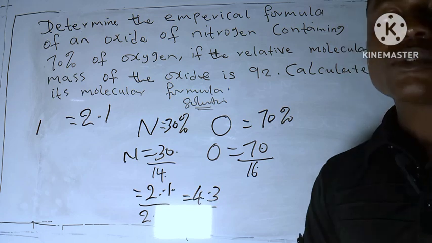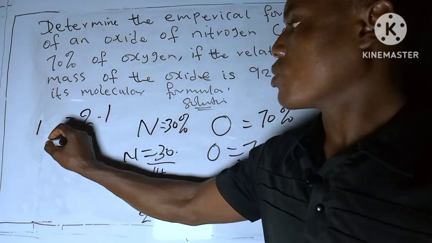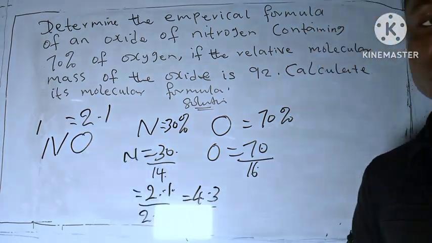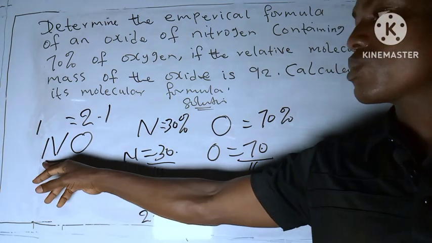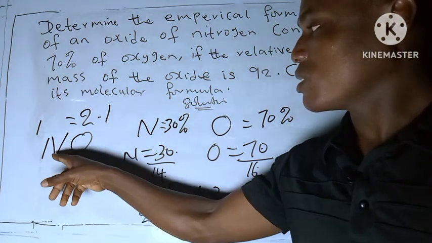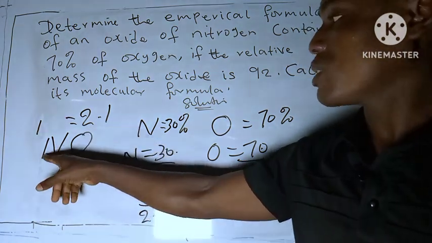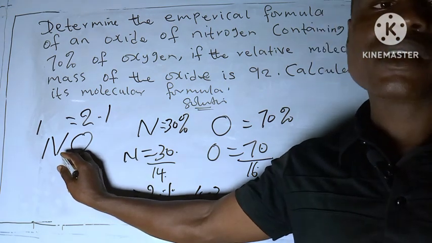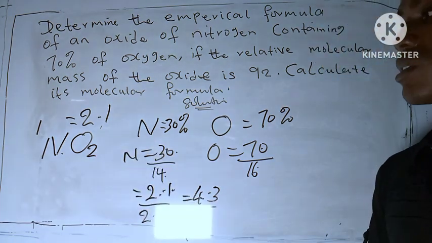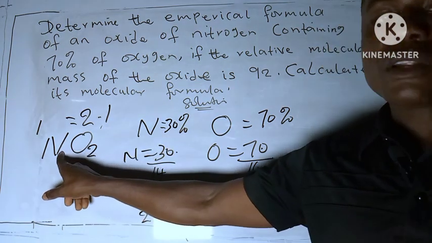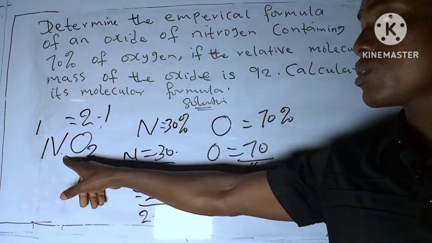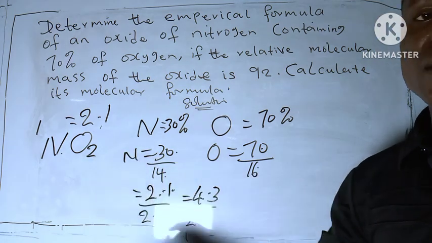So let's write down the empirical formula they are asking for. You know the two elements are nitrogen and oxygen, isn't it? So let's write the empirical formula. So these are the two elements. Nitrogen is 1, no need of writing it here, while oxygen is 2. So we write 2. So we have one atom of nitrogen and two atoms of oxygen. So this is nitrogen(IV) oxide. Are you getting it now?